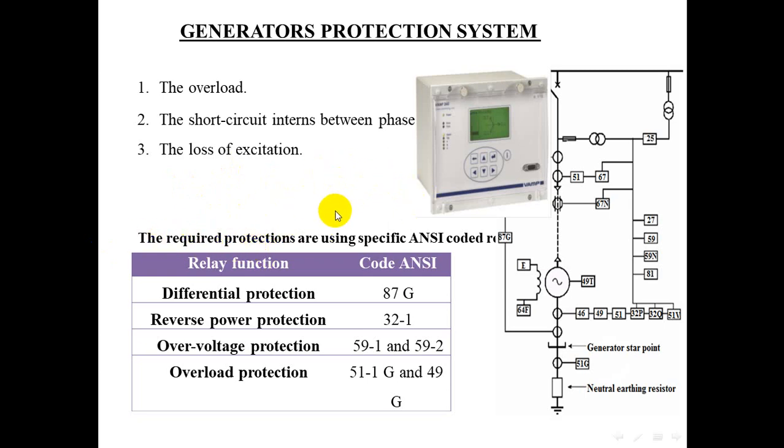Now, the required protections use a specific ANSI coded rating. ANSI is the abbreviation of the American National Standards Institute. This is the relay function and this is the ANSI code. Now, differential protection is used, 87G. G is the abbreviation of grounded. The number of the code is 87, as shown in this picture.